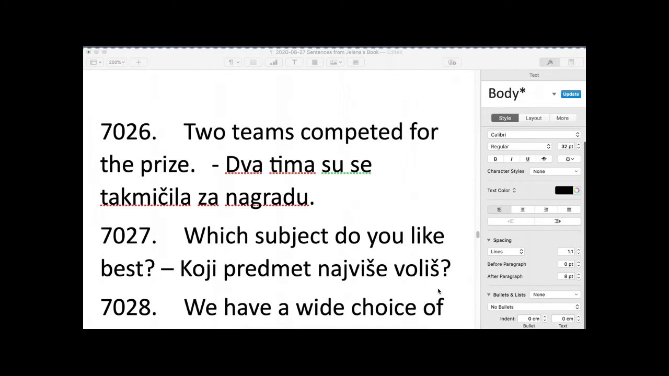Which subject do you like best? So this is really common. This is something we ask children a lot about their schooling. Which subject do you like best? Do you like math? History? Which is your favorite, we might say?